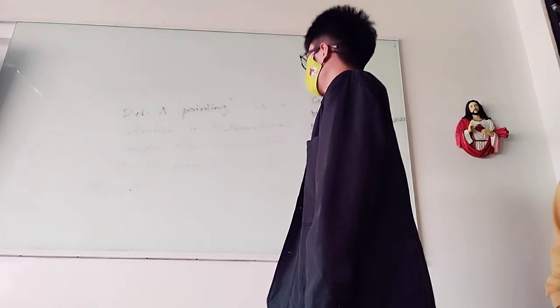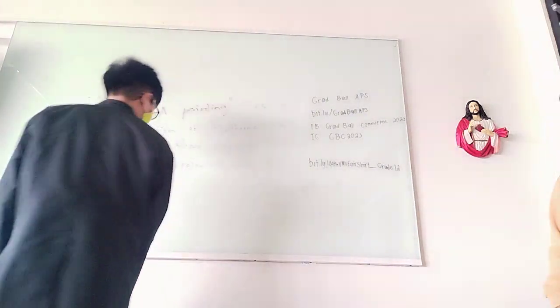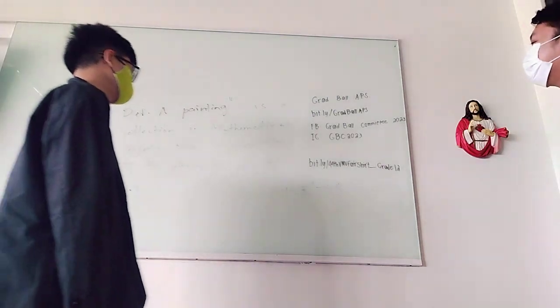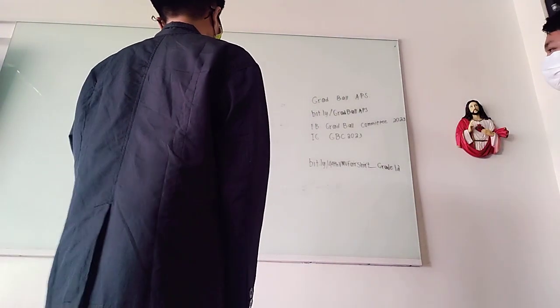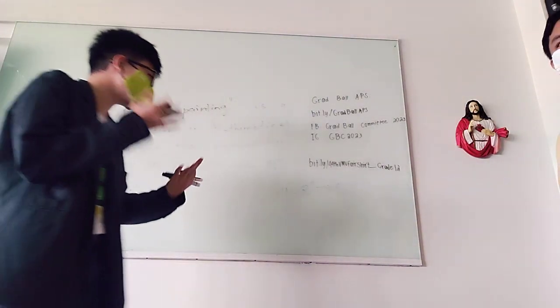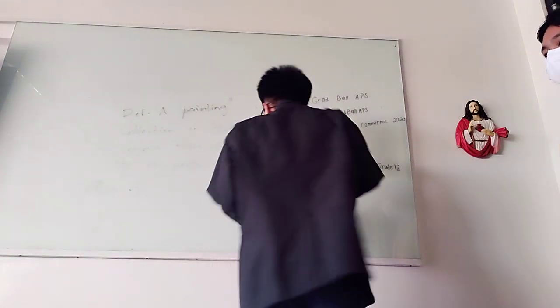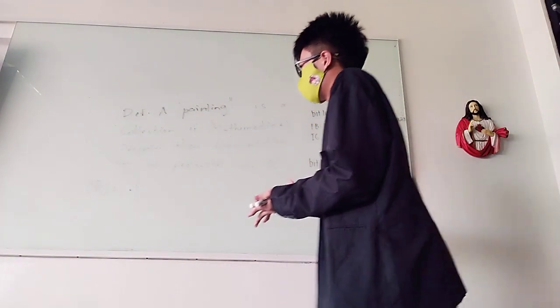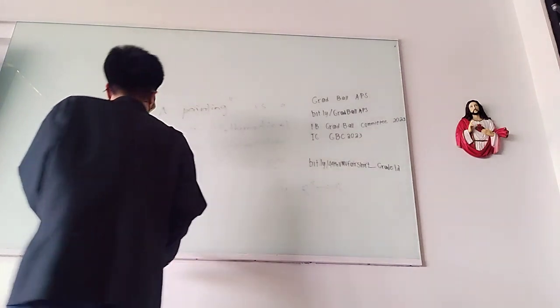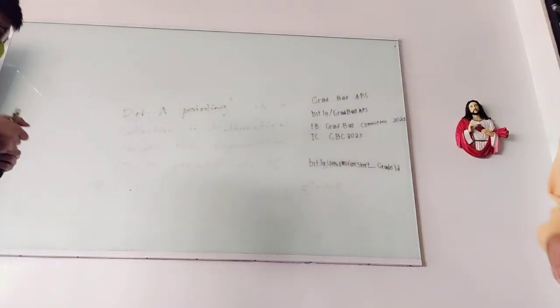So this is our definition of a painting. Of course. It's true. Okay. So, what's an example of this? Of course, you're gonna need some familiarization with some abstract objects in order to construct a painting. Now, an example, I've done some examples.